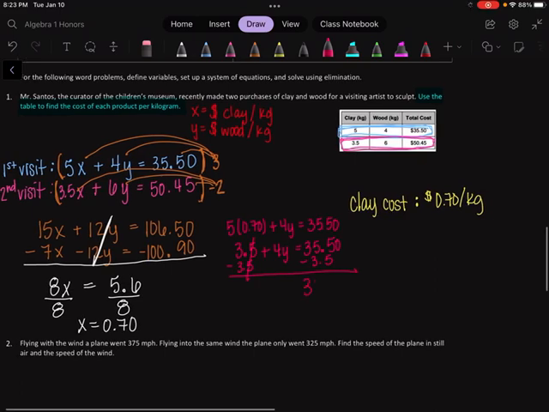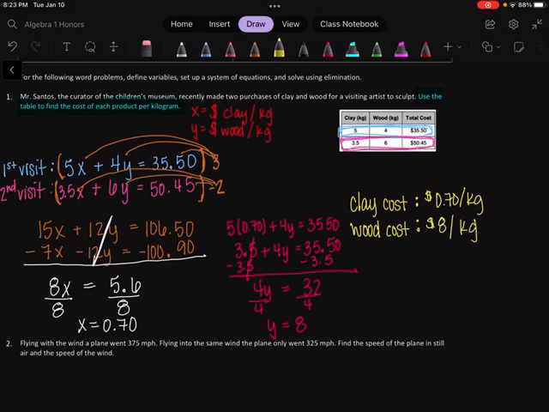That is 32 over here. And 4y. Divide out the 4. Y is equal to 8. So, wood cost $8 per kilogram. So it's really not as difficult as it might seem. It's just making sure you have your standard form equations set up correctly.